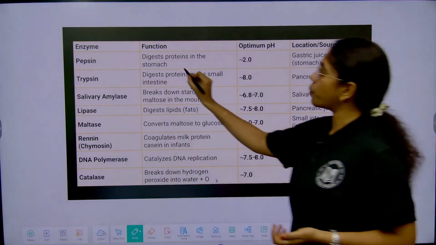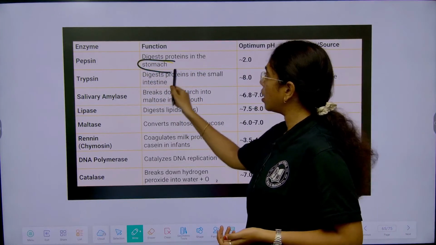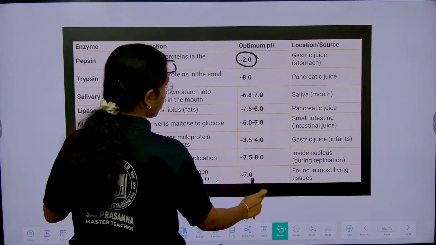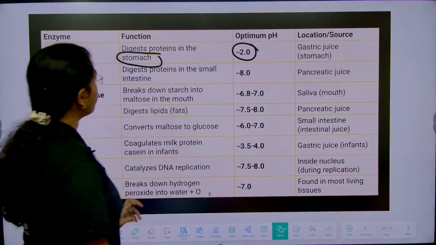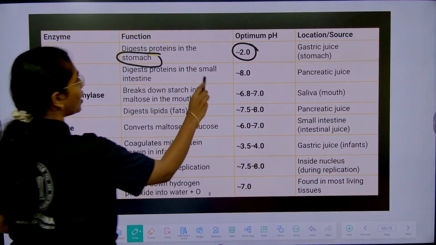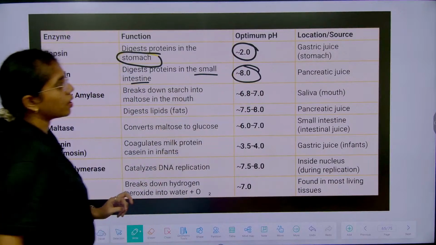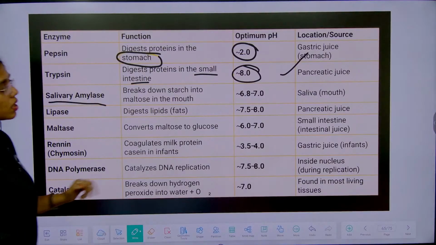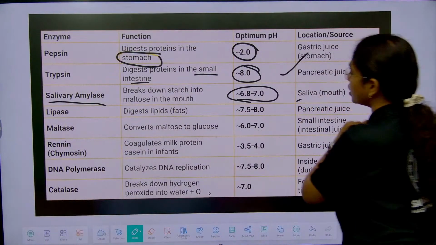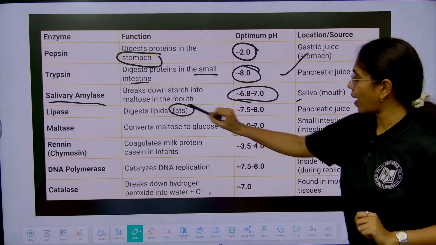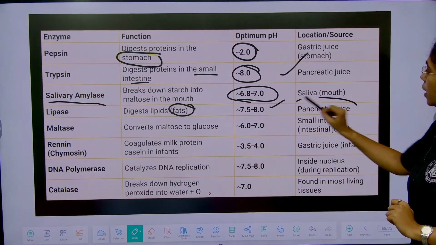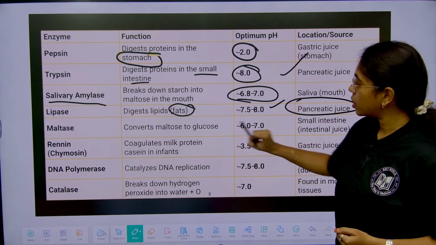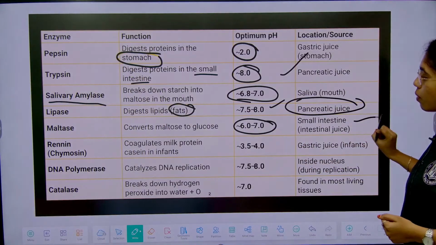Pepsin, which digests proteins inside the stomach, whose optimum pH is 2. It is interconnected, not out of your NCERT. Trypsin digests proteins in the small intestine, whose optimum pH is 8. Location is pancreatic juice. Salivary amylase around 6 to 8, location is saliva in the mouth. Lipase digests fats, 7.5 to 8, released by pancreatic juice. Maltase 6 to 7 in the small intestine.